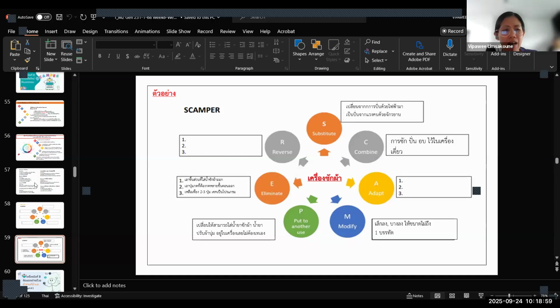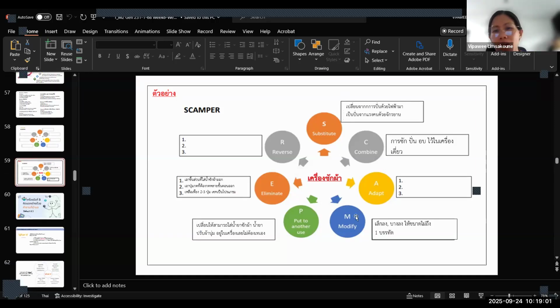Let's see an example of using it. This one is about the washing machine. For substitute, instead of using electricity, it can be substituted with human power. You could bike and make the washing machine rotate like that. Combine: we could combine the washing machine with the drying machine in the same machine. Modify or make it smaller.